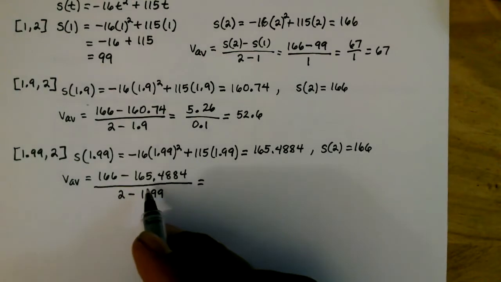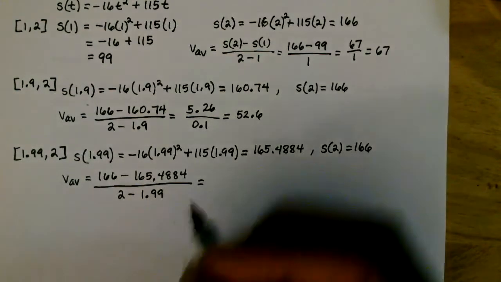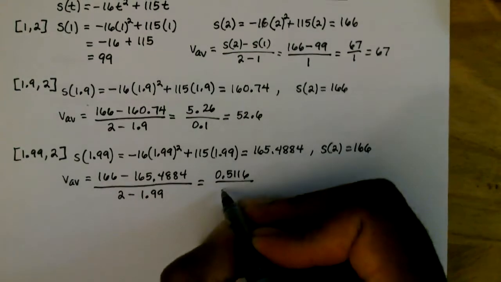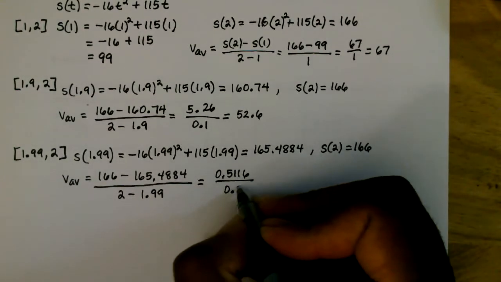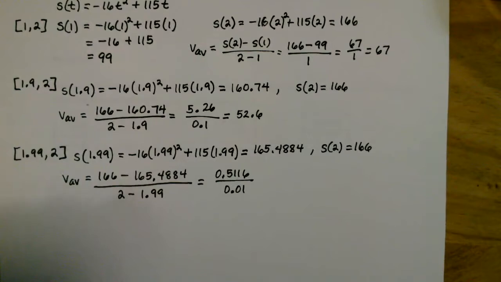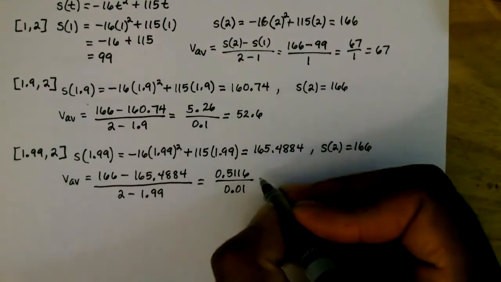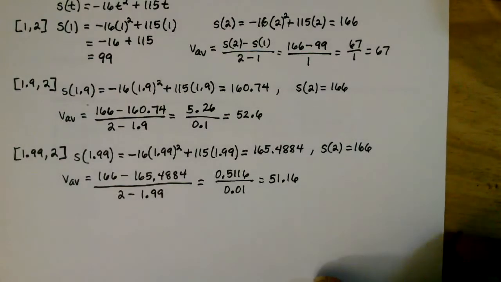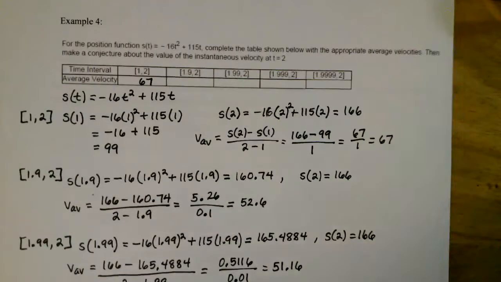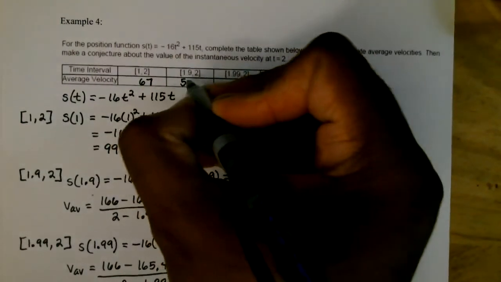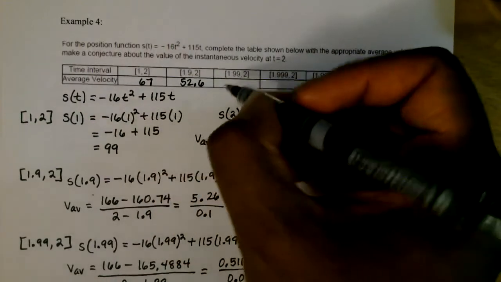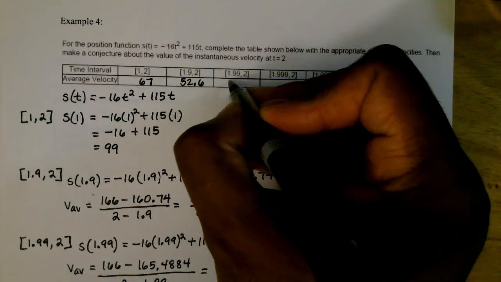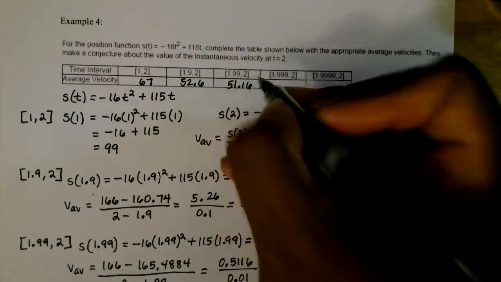So 166 minus 165.4884 will be 0.5116, divided by 2 minus 1.99, which is 0.01. And if we divide that, this will be 51.16. Okay. And I suppose I can fill in these numbers up here: 52.6 for 1.92, and then for 1.99 to 2, that'll be 51.16.